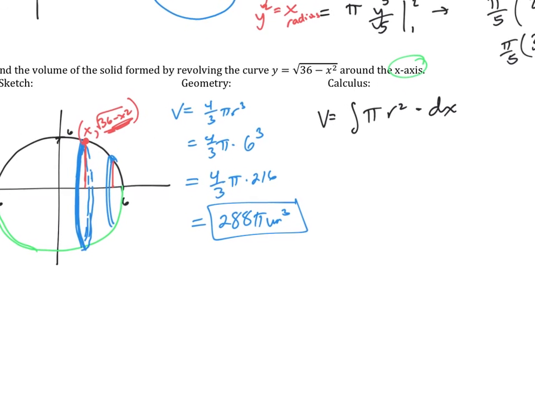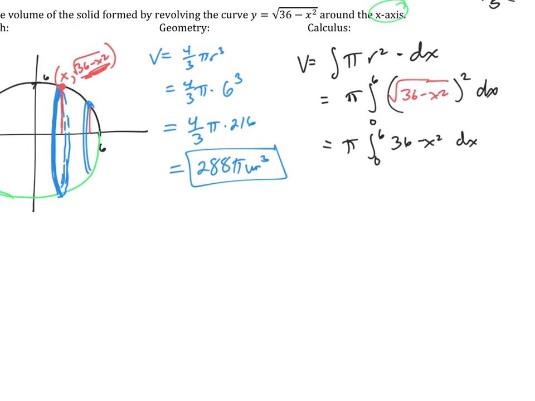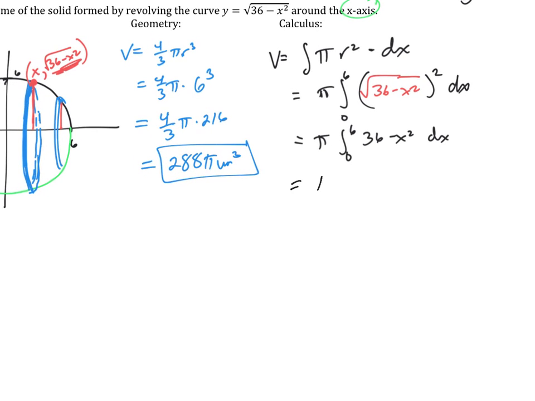I just like to start with that general, and then I kind of fix it up. Pi times integral of r squared. So my radius, again, we said, was radical 36 minus x squared. Squaring that, integrating from 0 to 6. And that squaring word is working out pretty nice for us. It's getting rid of the radical, making our calculus a little bit easier, and let's go for it.